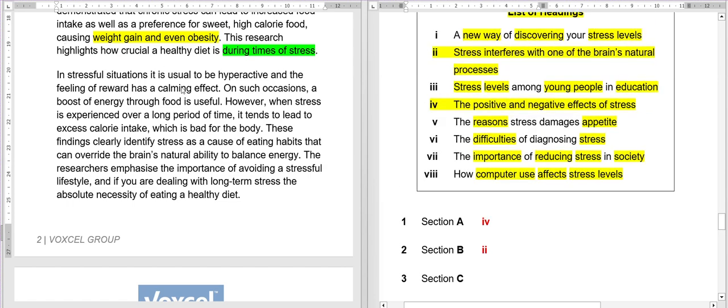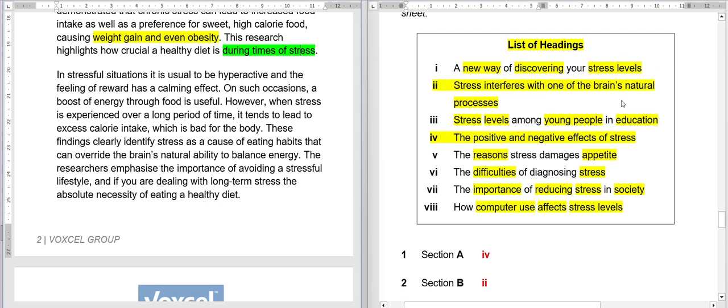In stressful situations, it is useful to be hyperactive, and feeling of reward has a calming effect. So during stressful situations, it is usual to be hyperactive. So you are hyperactive, it's quite normal, and feeling of reward has a calming effect. So when you eat, it gives you peace, it gives you calm. On such occasions, a boost of energy through food is useful. However, when stress is experienced over a long period of time, it tends to lead to excess calorie intake, which is bad for the body.